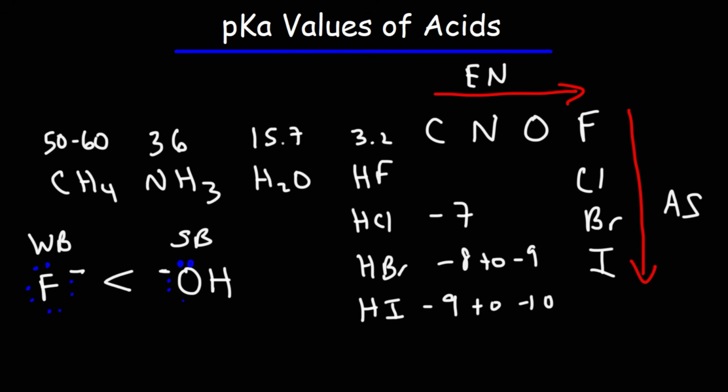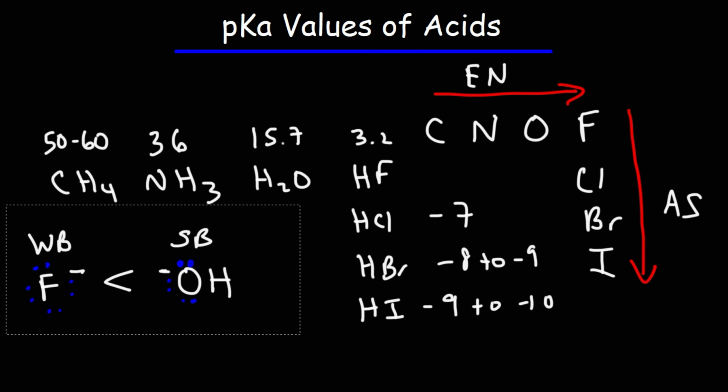And the reason is due to electronegativity. Is it better to put a negative charge on the more electronegative atom or the less electronegative atom? The answer is the more electronegative atom. Fluorine is more electronegative than oxygen. As a result, it can handle the negative charge better than oxygen can. So that's why acid strength increases towards the right. It's due to the increase in electronegativity of the elements as you go from left to right.